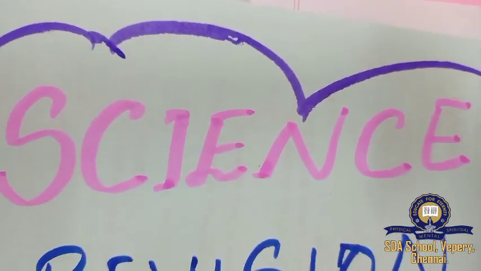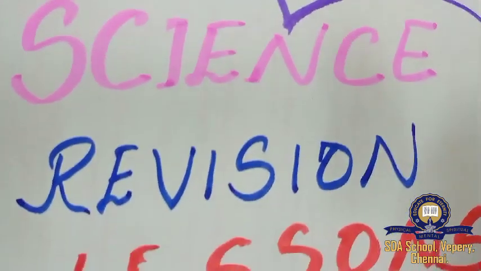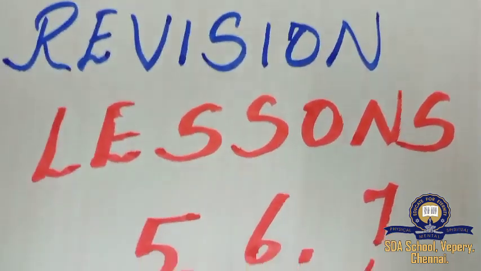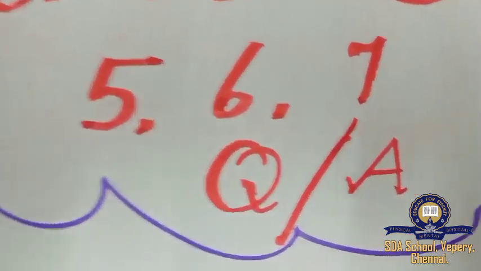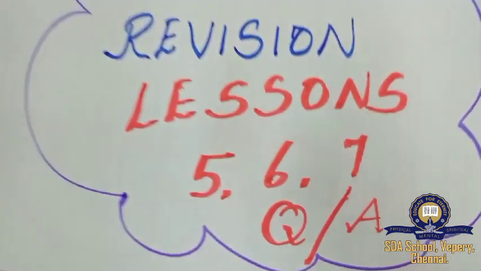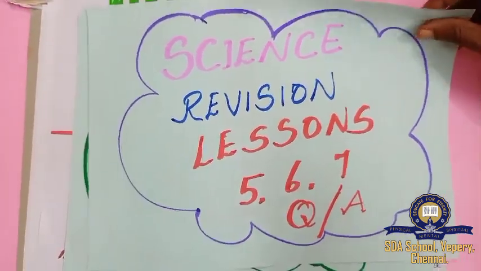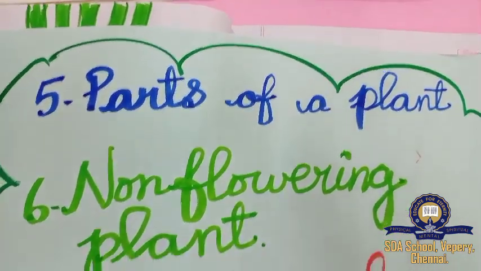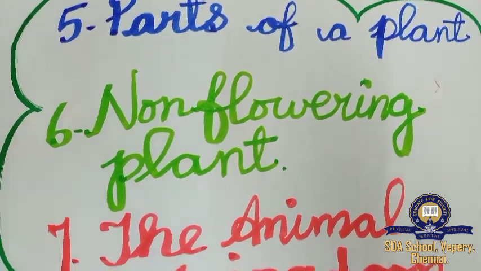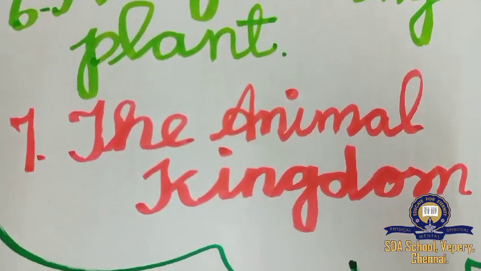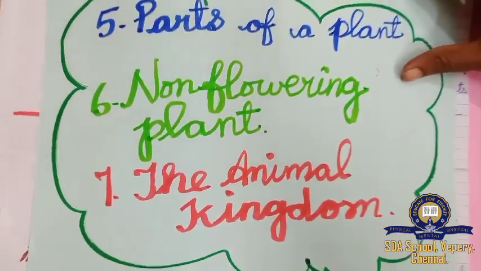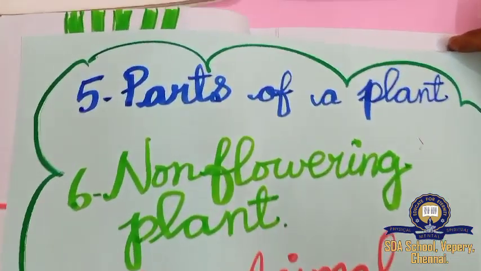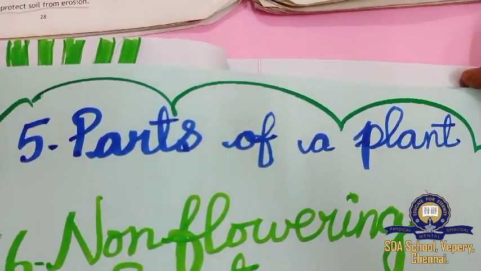In this video, we are going to do revision from science lessons 5, 6, 7 question answers. We have already learned the lessons. The topics are parts of the plant, non-flowering plant, and the animal kingdom. We are going to do just revision from these lessons. We are going to revise the question answers.